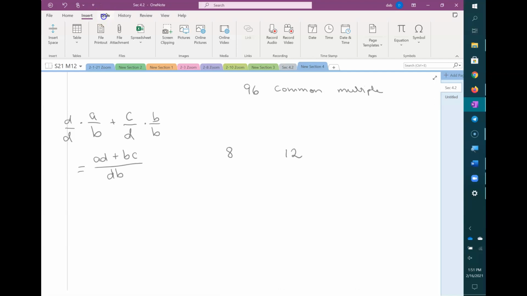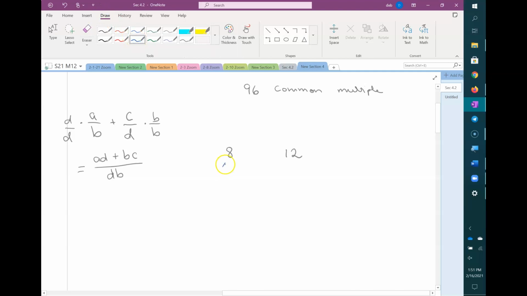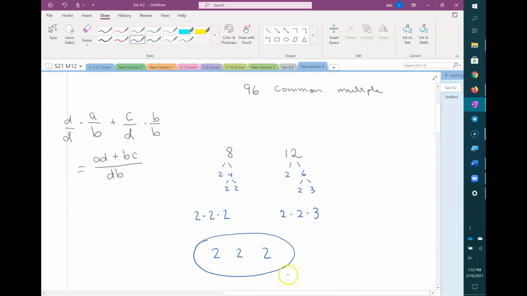The way we can find that is to factor 8, which is 2 times 4, and 4 is 2 times 2. So if I factor 8 into prime factors, it's 2 times 2 times 2. Then let's factor 12: it's 2 times 6, and 6 is 2 times 3. So 12 is 2 times 2 times 3. If I write the set of factors of 8 as a set, and then I look at the factors of 12, I see they have an overlap. They have a 4 in common.